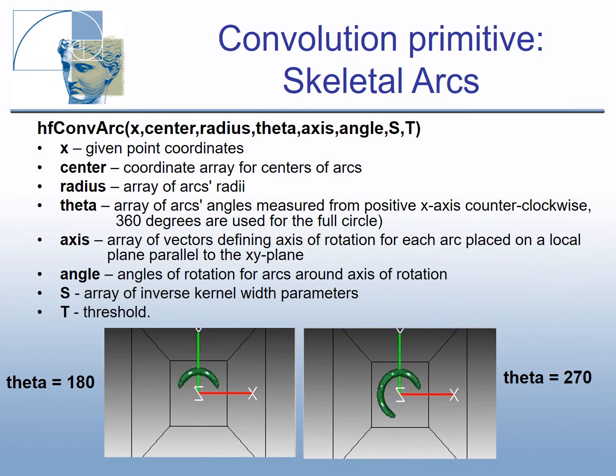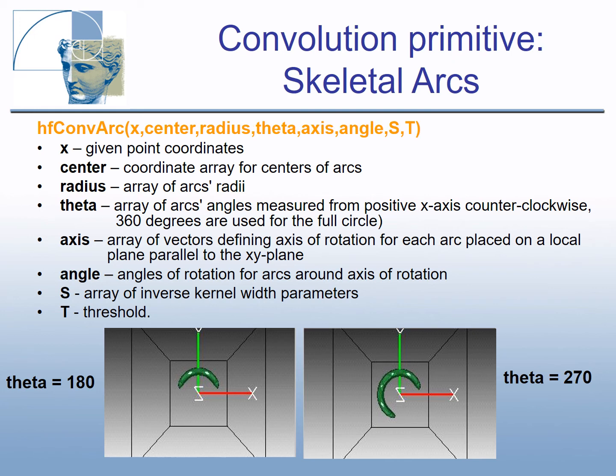Next convolution primitive is skeletal arc. Name of primitive in HyperFun is HFConvArc, where x are given point coordinates. Center is coordinate array for centers of arcs. Radius is array of arcs radii. Theta is array of arcs angles measured from the positive x-axis counterclockwise. 360 degrees are used for the full circle.